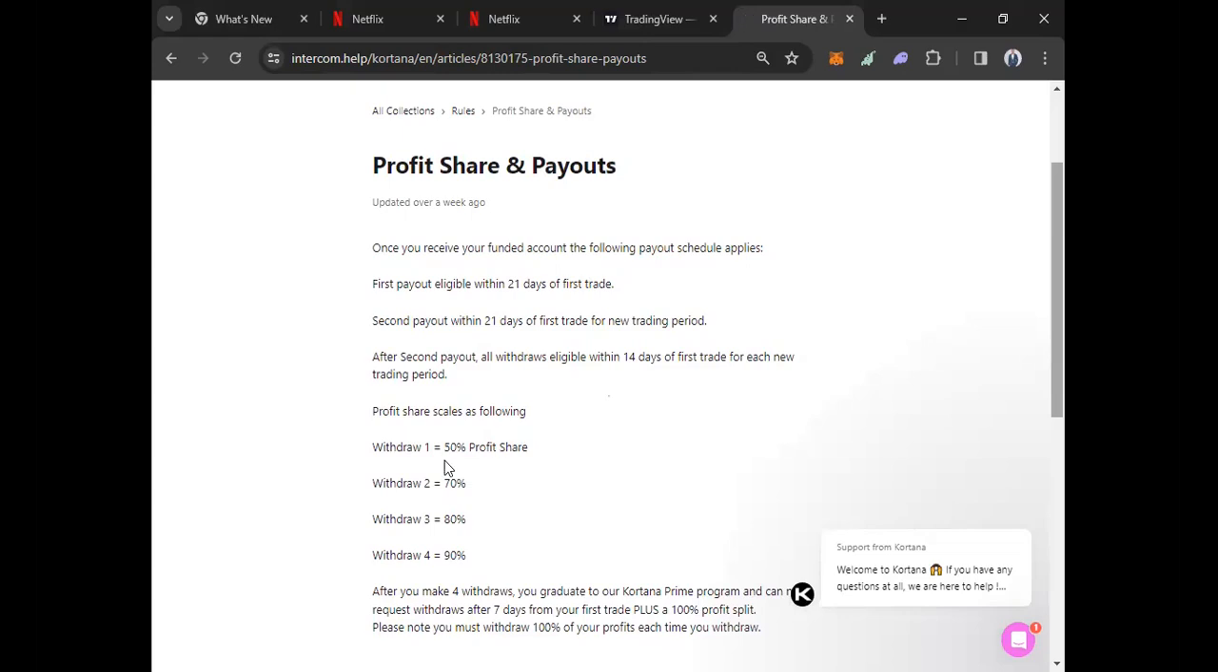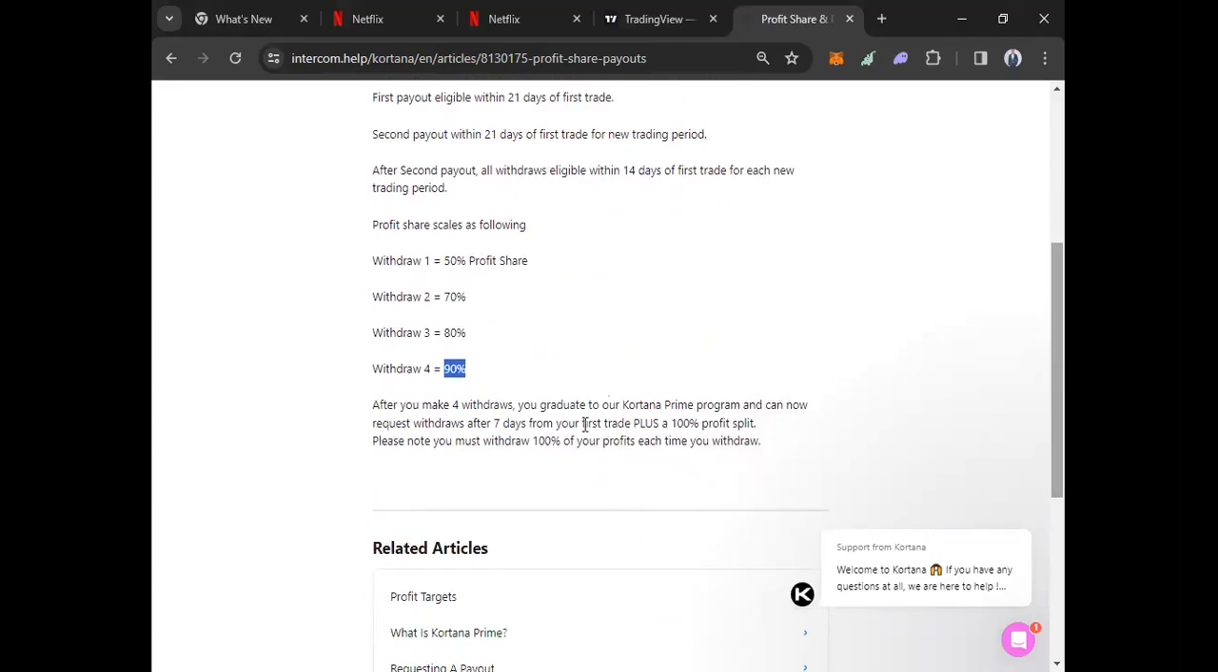On your first withdrawal, you're going to withdraw 50% of the profit. On your second withdrawal, you're going to withdraw 70%, that is plus 20% of the 50% you received the last time. Then upwards by 10%. On your third withdrawal is 80%. On your fourth withdrawal is 90%. And on your fifth withdrawal is 100%.